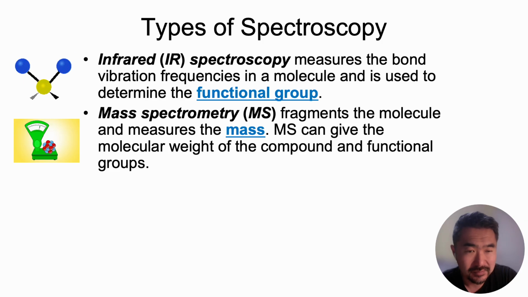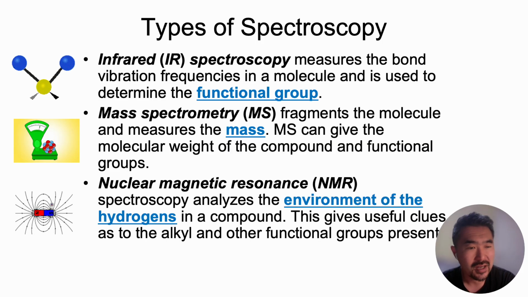Mass spectrometry fragments the molecule and then after the fragmentation, or often also before the fragmentation, it measures how much the fragment or the ion weighs. So it gives us the mass or the weight of a molecule, which of course is really useful, especially if you can determine the molecular weight of the compound. It's really useful for figuring out the structure of an unknown sample.